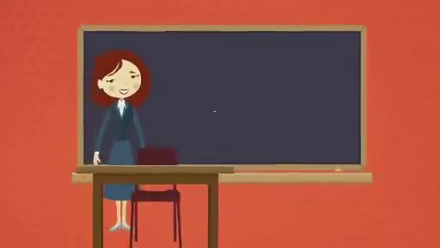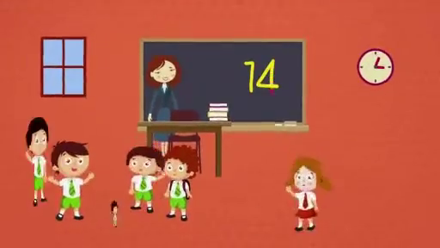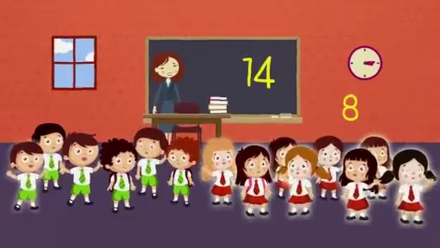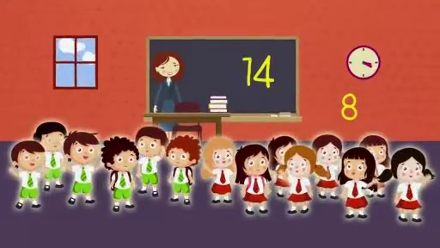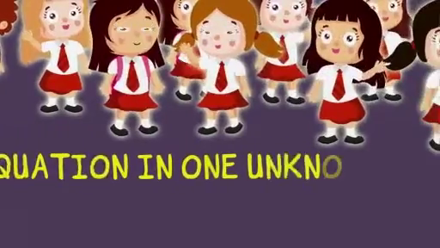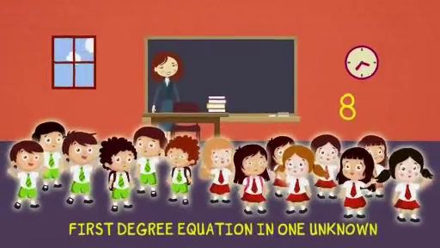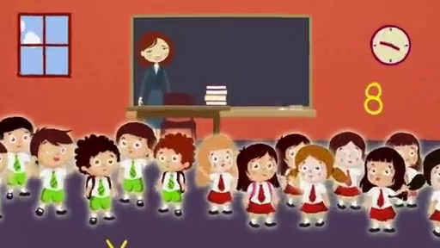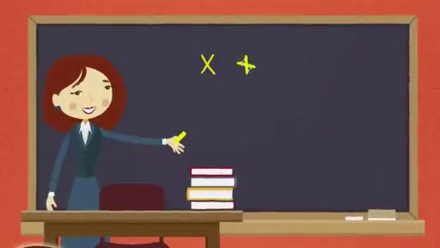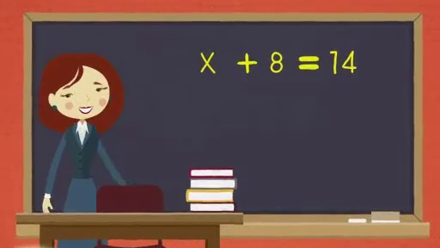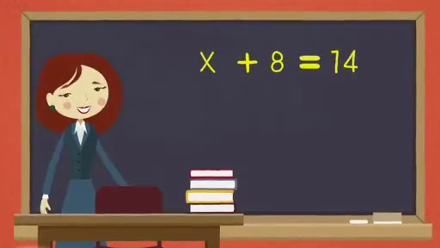Mrs. Rawia has 14 students in her class. We know there are 8 girls. How many boys are there in class? Let's express this as a first-degree equation in one unknown. So, our unknown is the number of boys. Let's call it x. So, x plus 8 equals 14. That's our equation in the first degree with one variable, x.